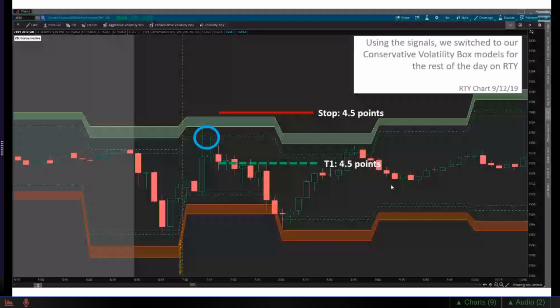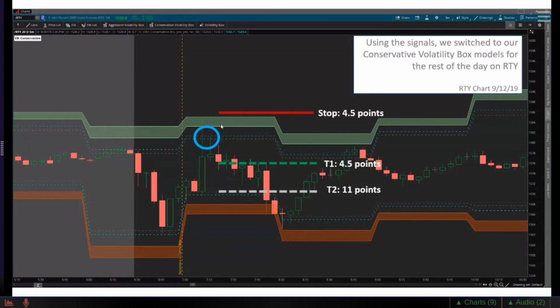And so as soon as we hit our first target, that then gives us the opportunity to peel off our first contract. We move our stop to break even, and our second contract has a target of the target line, which represents 11 points in this case on the Russell. Our stop is now basically protecting break even plus a few ticks for commission. And so this is a free trade. You're playing with house money.